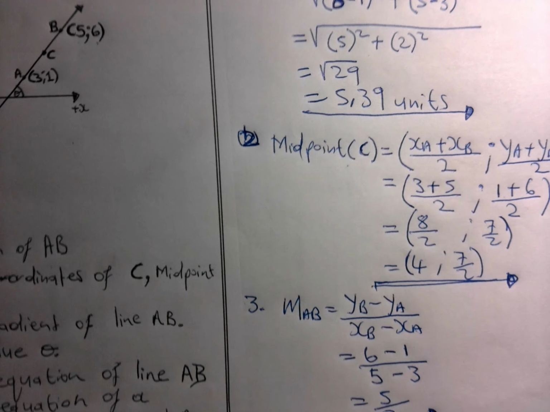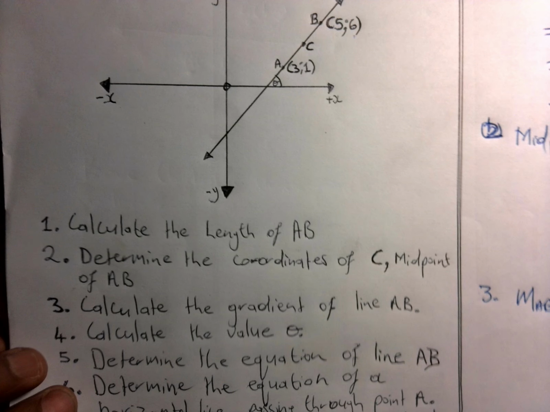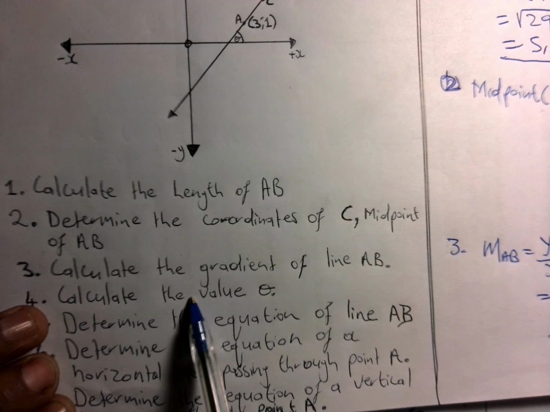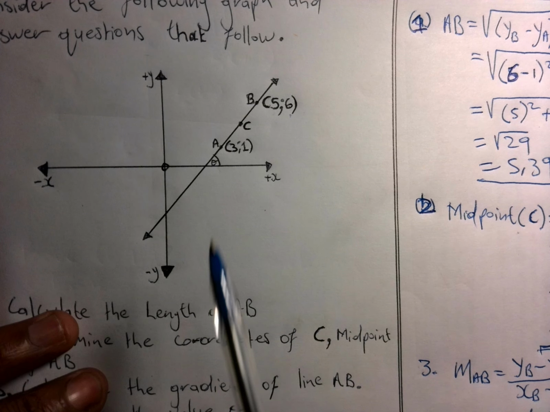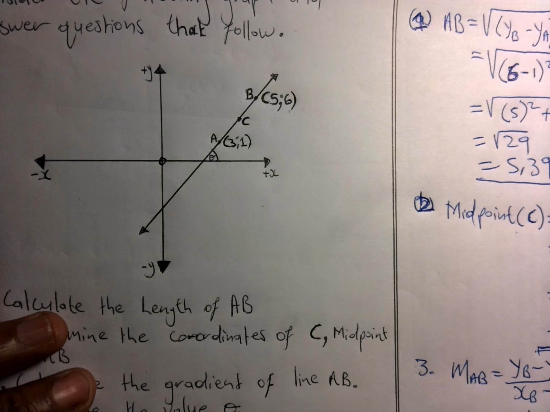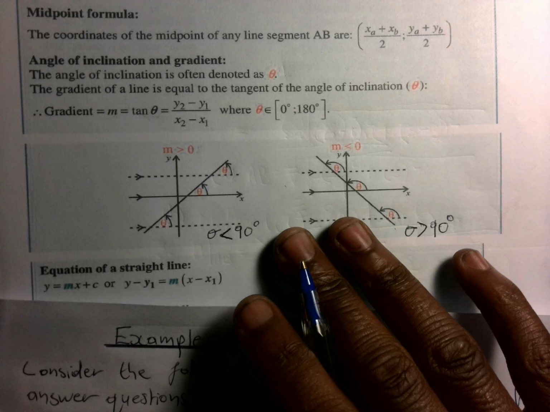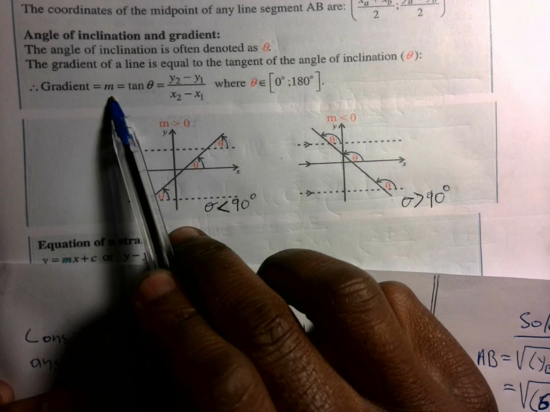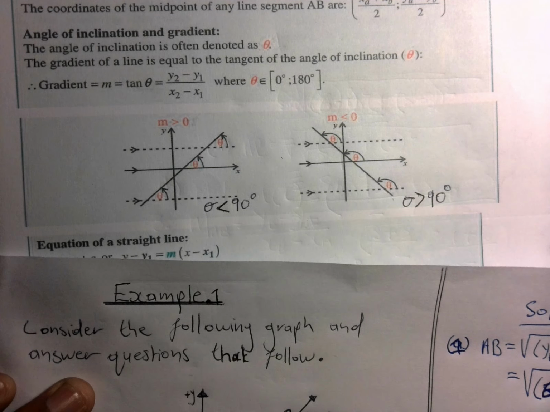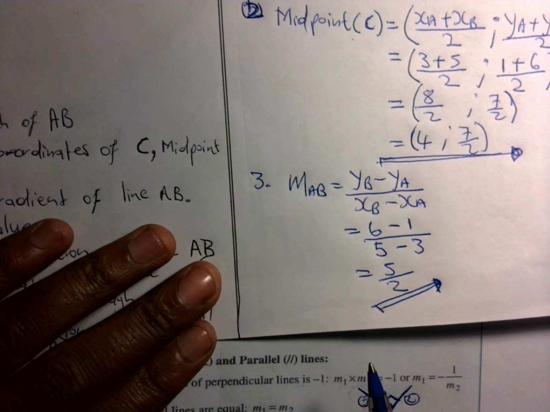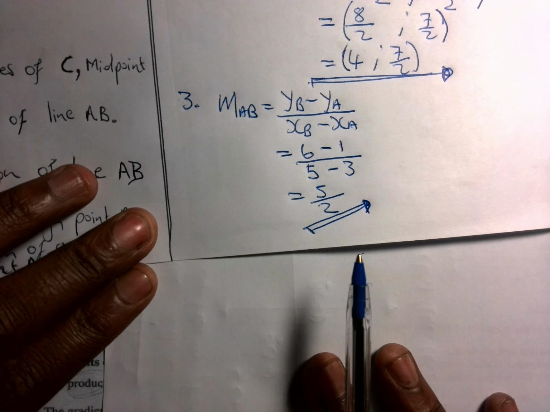Okay, so what is the next question? The next question is to calculate the value of theta. We can see theta there. Theta is the angle of inclination. So what do we know about the angle of inclination? It was discussed here that tan theta is equal to m, like we did there. But we also know the gradient of the line AB.